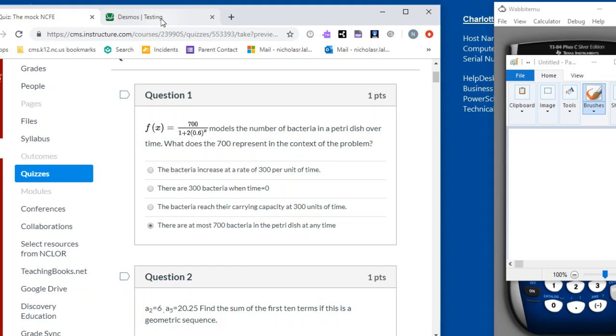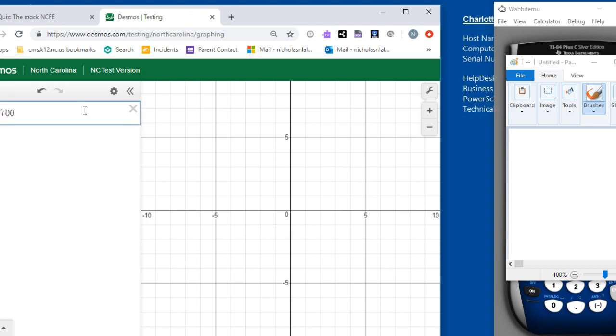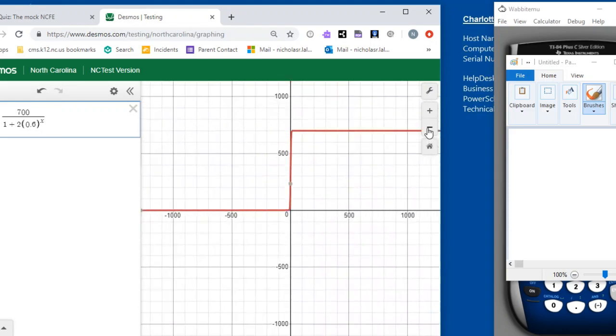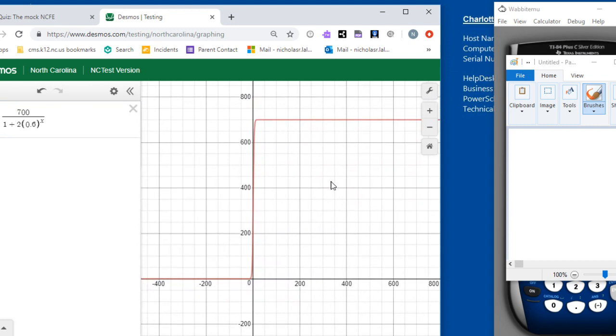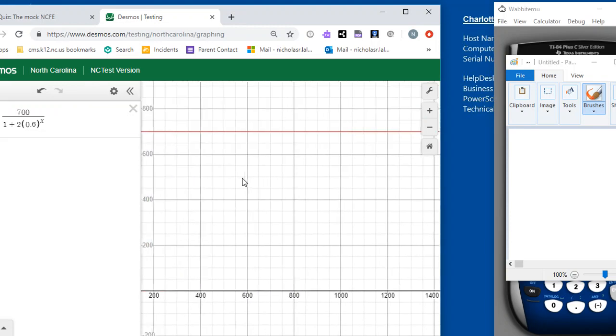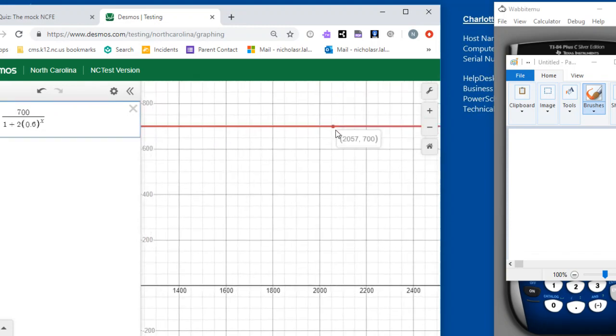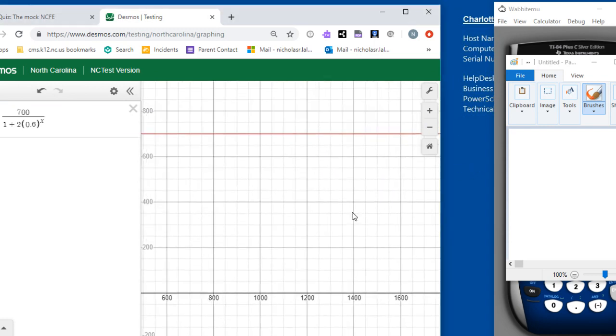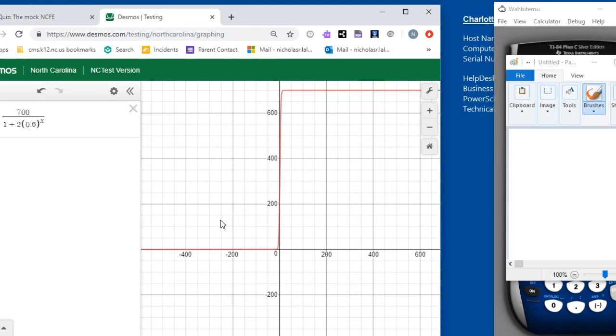just plot the function in Desmos: 700 over 1 plus 2 times 0.6 to the x. And if you are able to interpret the graph and understand what it means, the x-axis being time and the y-axis being the level of bacteria, hopefully you're going to be able to interpret that at a certain point the highest level of bacteria that you're going to get is 700, regardless of how much time increases for the bacteria in the petri dish. So if you don't memorize the characteristics of the function, if you know about the problem in context and can interpret it and graph it, you can still get this question right.